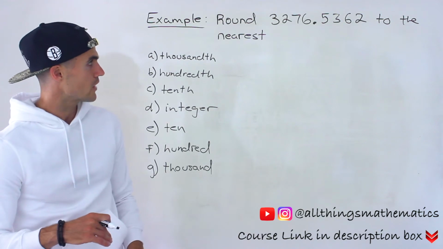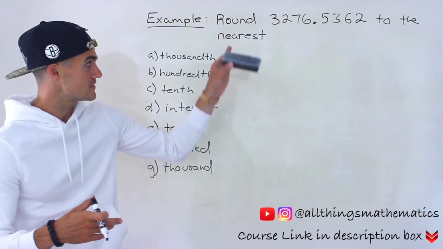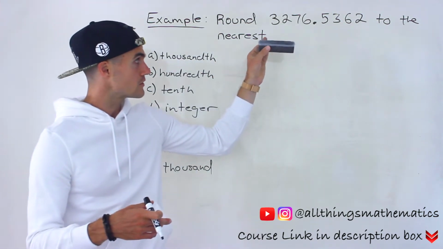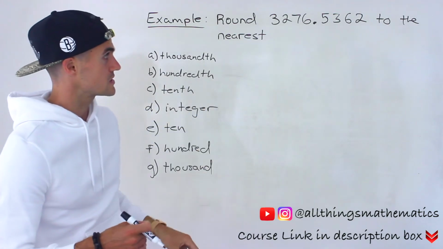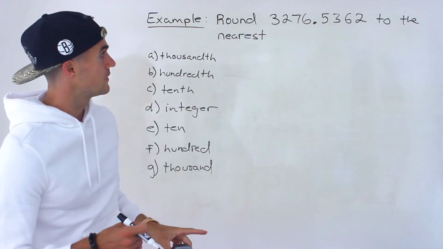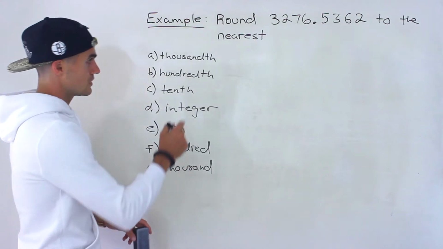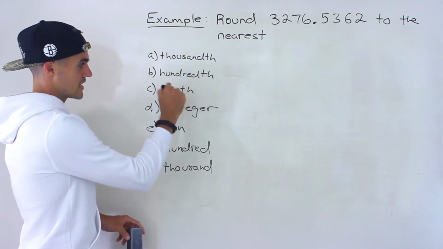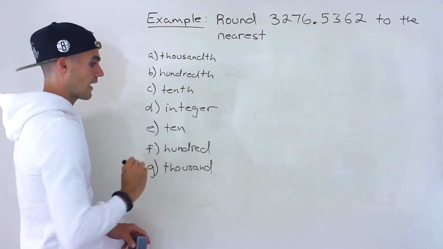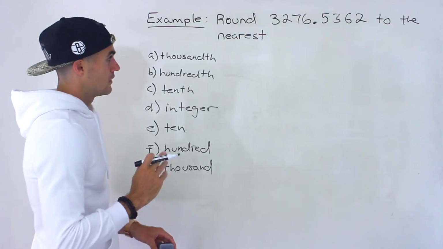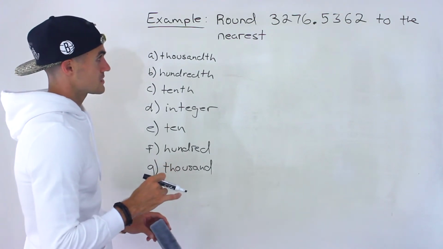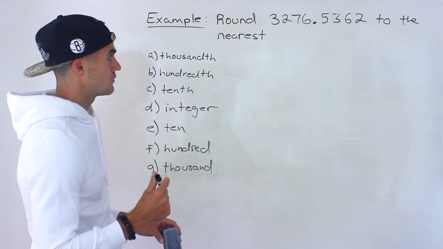So getting in some practice with rounding. We have to take this number, 3,276.5362, and round it to the nearest thousandth, hundredth, tenth, integer, 10, hundred, and thousand. So fairly fundamental, basic stuff, but never hurts to review it a little bit.